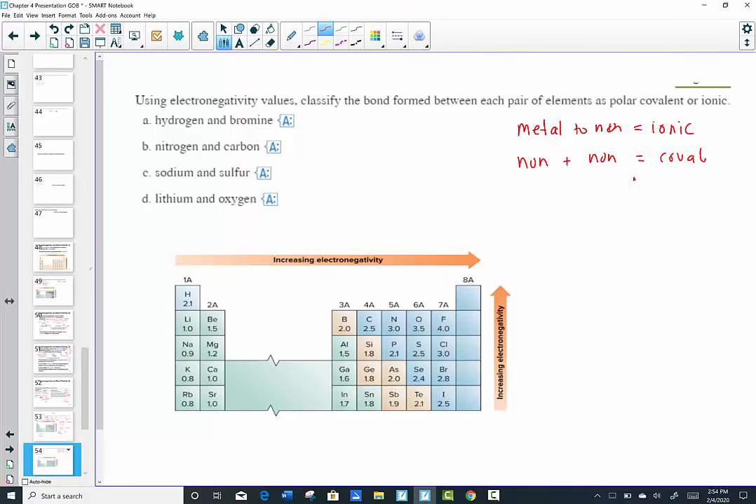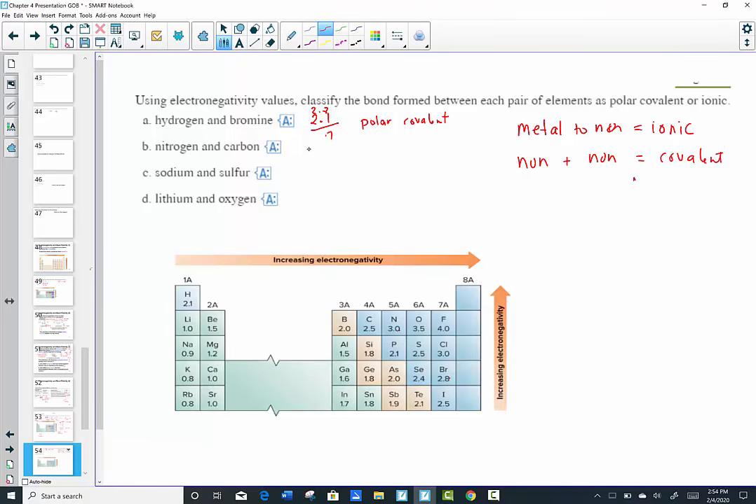Let me finish writing that. Let's see if it falls true. So hydrogen, 2.1. Bromine, 2.8. That's an electronegativity difference of 0.7. That's polar covalent. We knew that. Nonmetal to nonmetal.